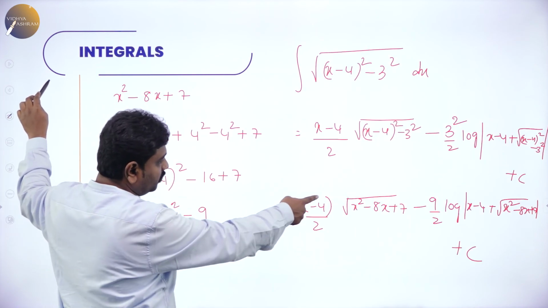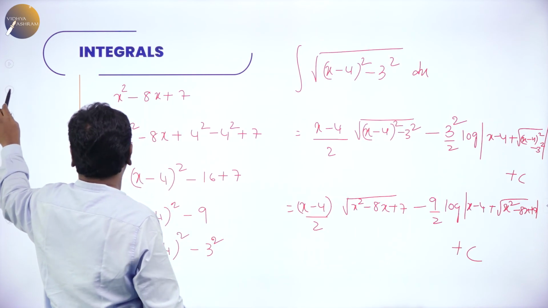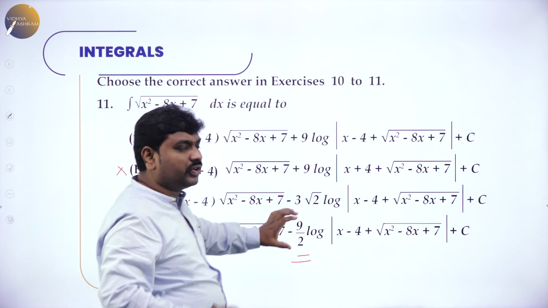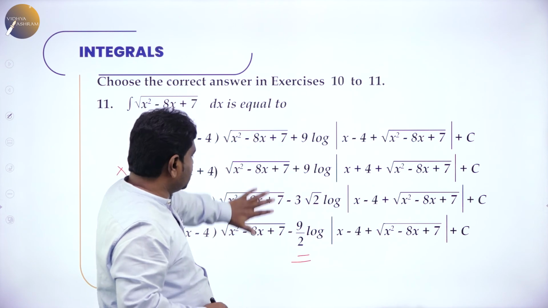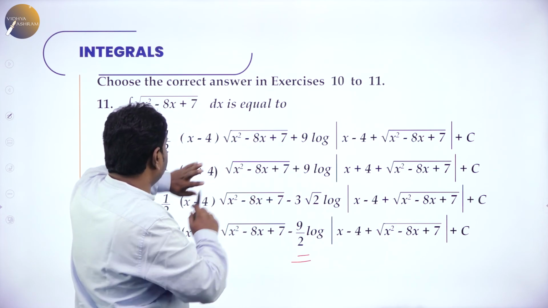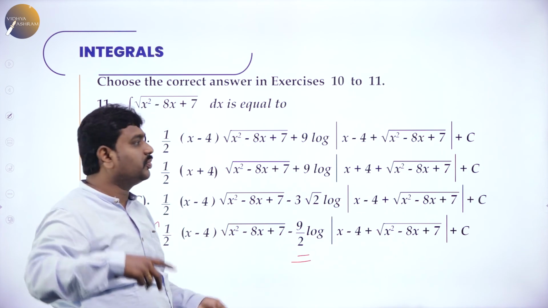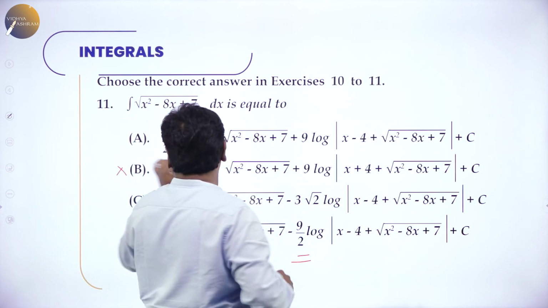So x minus 4 by 2, 9 by 2 log of x minus 4, same. Log of x minus 4. So option D. A square by 2 will help you to eliminate. But the same idea, this one with x plus 4 can be eliminated. If you calculate a square by 2, it is enough in objectives. But now you have scope to solve. I have solved this here.